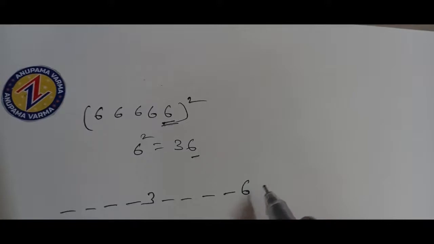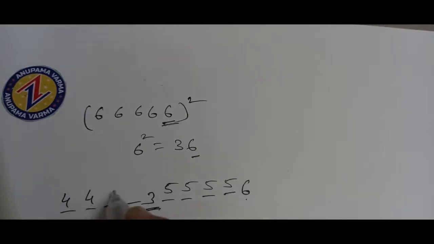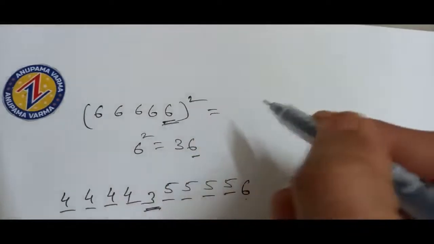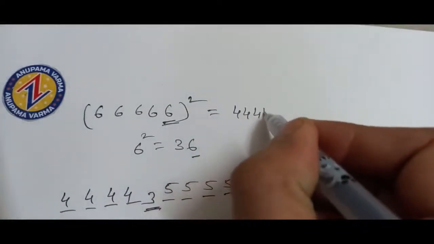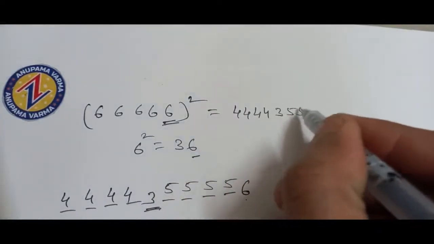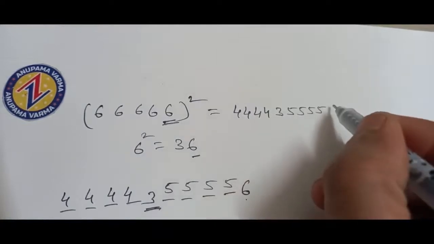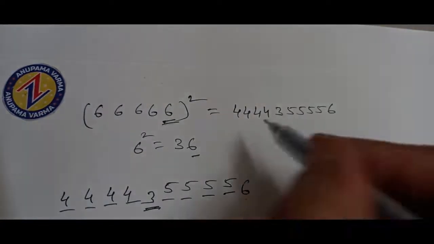Decrease 1, so fill it with 5. 6 minus 1, how much? 5, no? So fill it with 5. From here, increase 1. So 3 plus 1 becomes 4. So fill it with 4. So this is the answer. 1, 2, 3, 4, 3. 1, 2, 3, 4, 5. You write and next write 6.